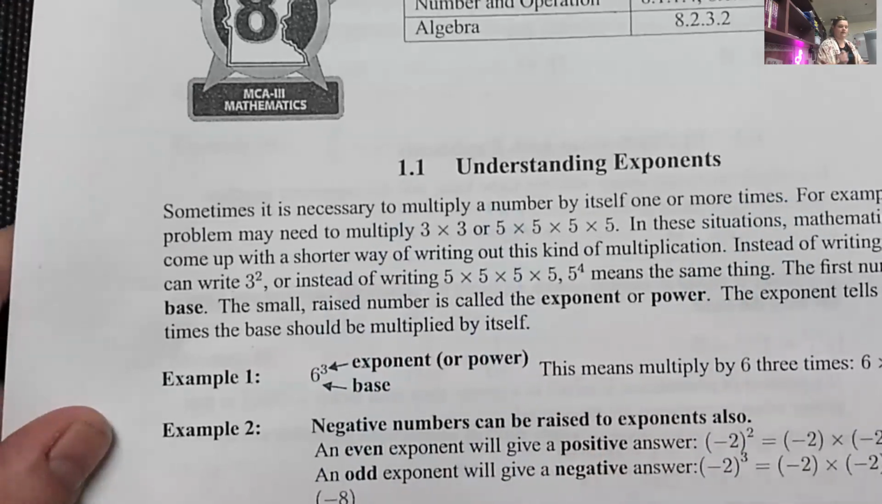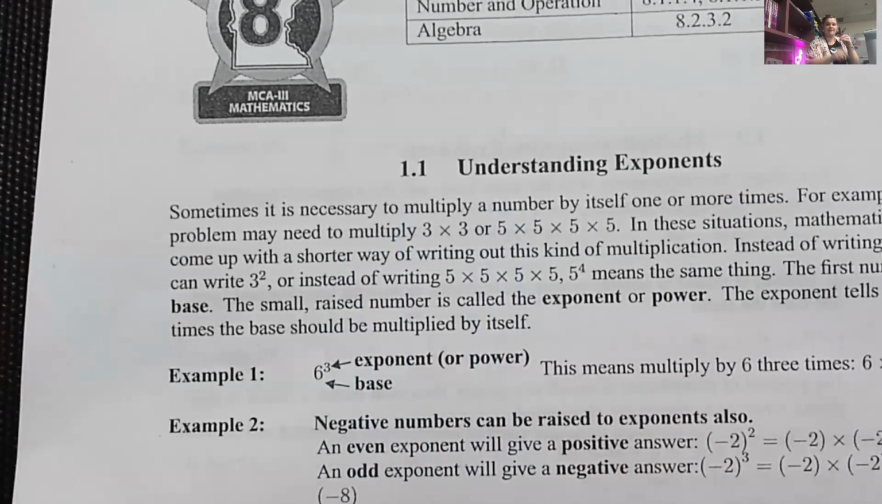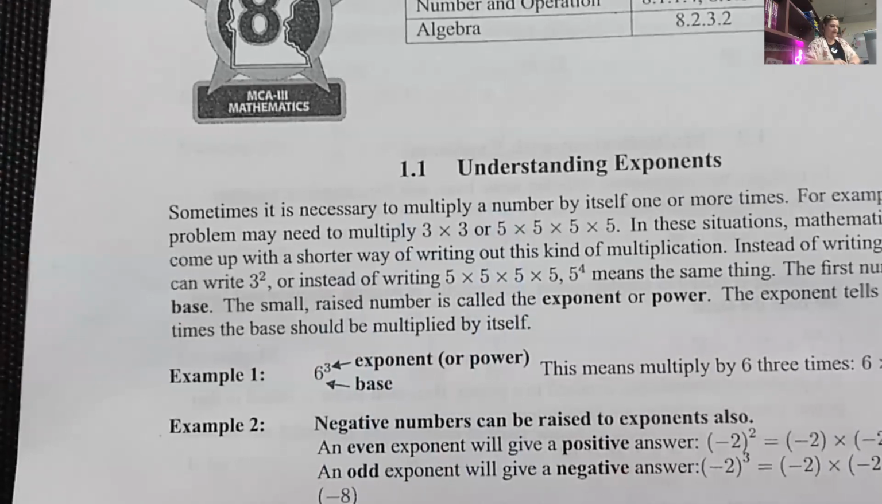All right, so the first section is 1-1, which is understanding exponents. So remember, an exponent is that number times itself, however many it says. The base is the number that you're going to multiply by itself. The exponent is going to tell me how many times you do that.